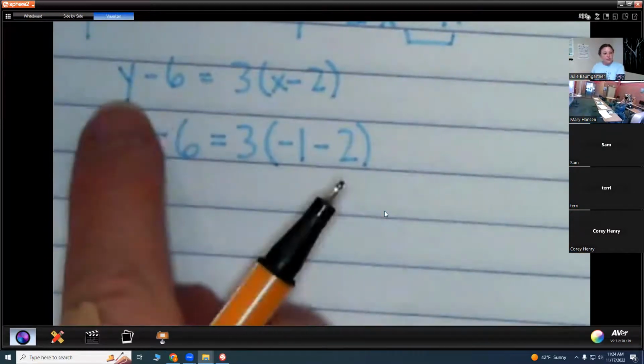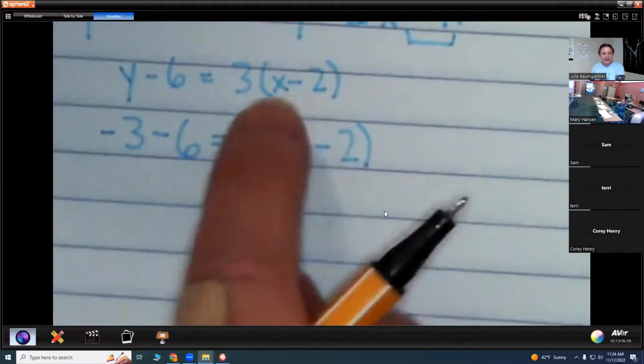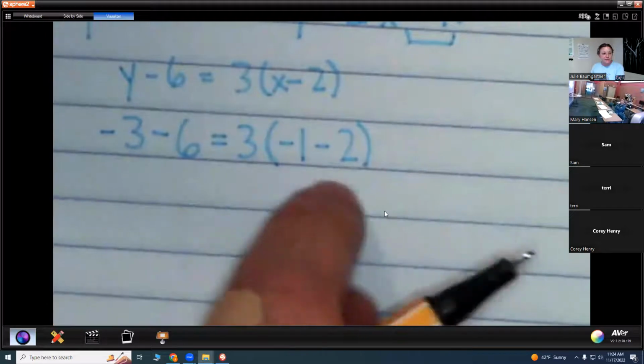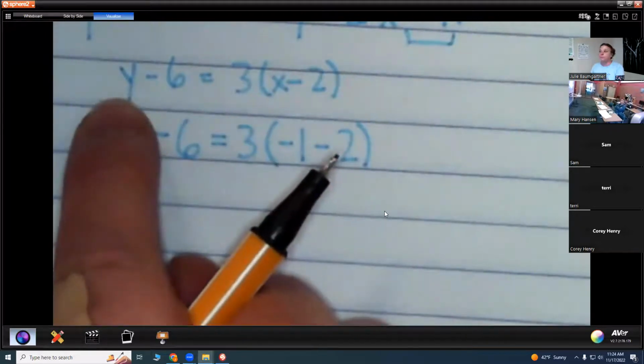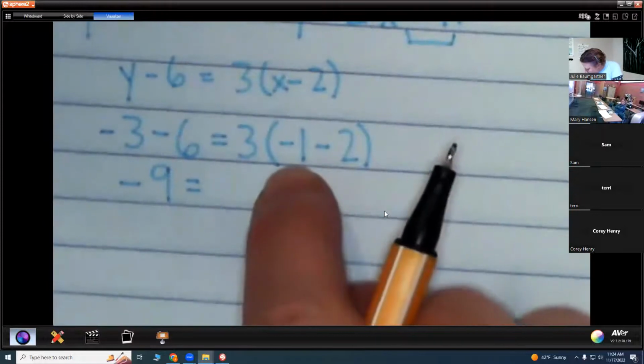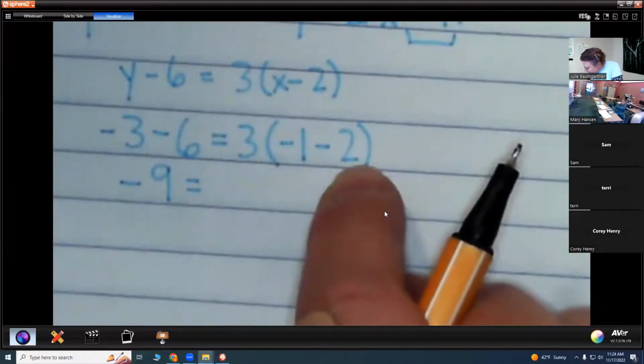Okay. So I took this, choice A, and then I took my other point and I substituted those values in for the X and the Y. Now I just have to see if this is true. -3 minus 6 is -9. -1 minus 2 is -3. -3 times 3 is -9.